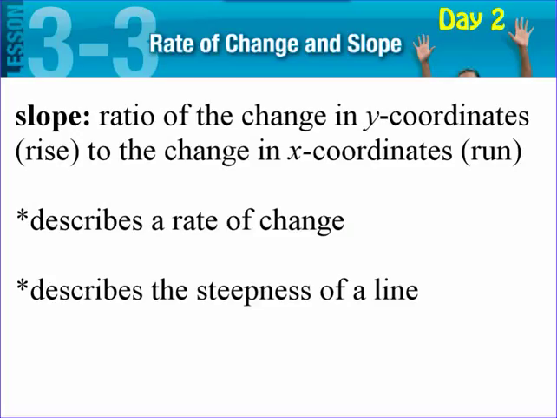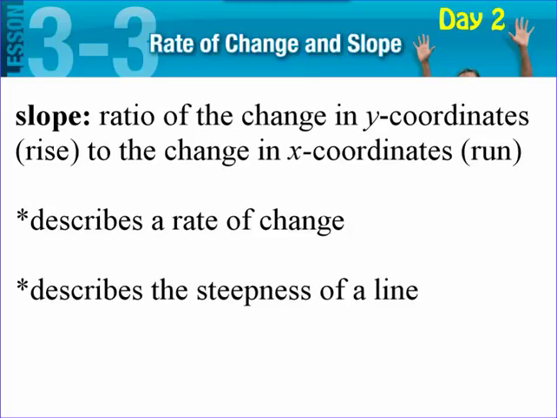So today what we're going to do is talk again about the rate of change and slope. This is our second day. First of all, the definition of slope is the ratio. Ratio means fraction of the change in y coordinates to the change in x coordinates.